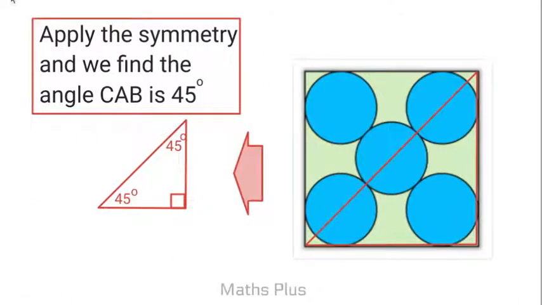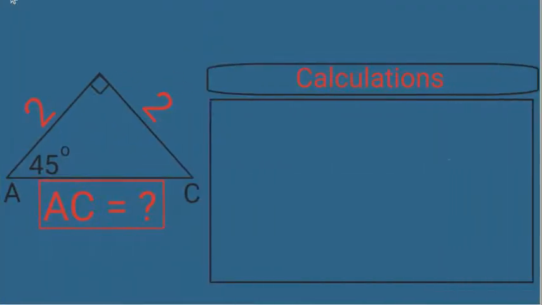So first of all, we can inscribe a triangle here within the original configuration, and we can see that 45 degrees must be the corner angle. This is because the triangle is symmetric. Alright, so let's solve now for AC.